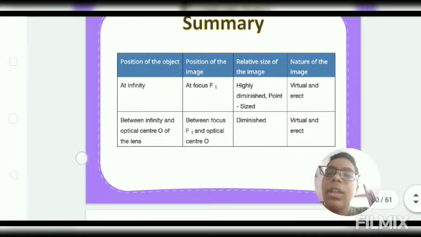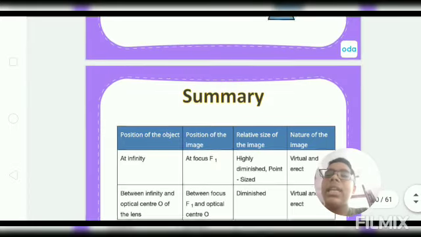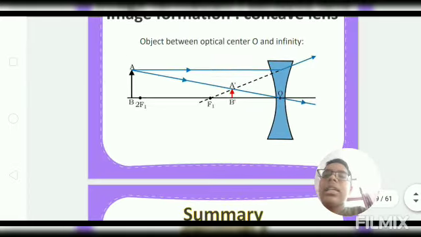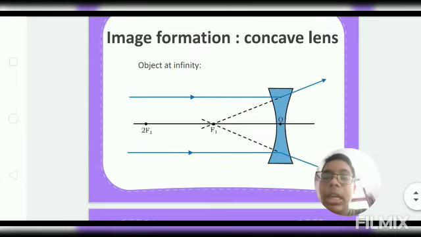This is a summary for the concave lenses. When the object is at infinity, the image is formed at the focus F1. It is highly diminished or point-sized. It is virtual and erect. These cases we have not discussed, so let us go back and discuss them. Here it is a point-sized image. As we take the rays back, it is a virtual image and an erect image.